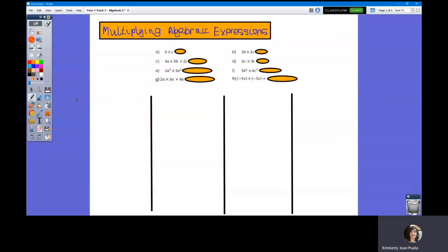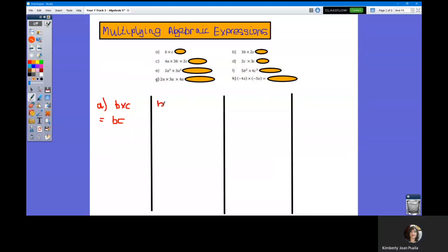Okay, so today we're going to work out some examples involving multiplying algebraic expressions. I have these examples and I'm going to work them out here. So the first one we have is b times c. How can you multiply b times c? You can simplify this by removing the multiplication sign and you will get bc.